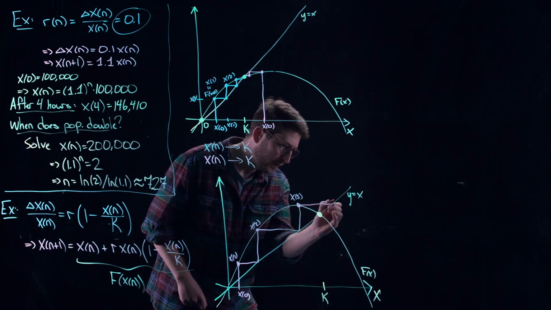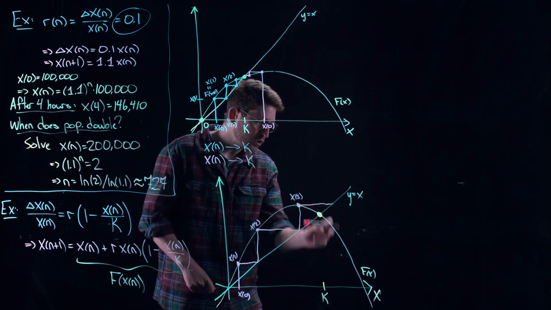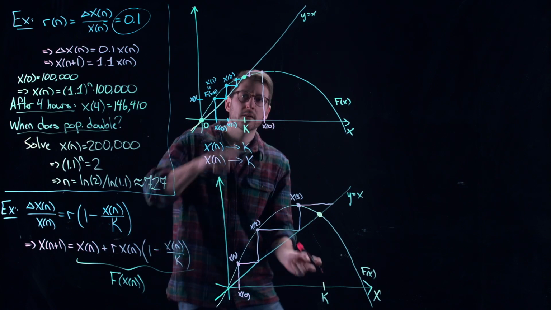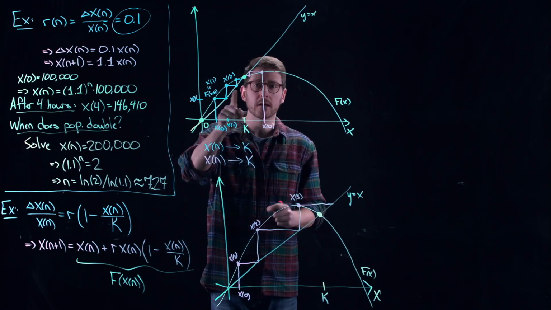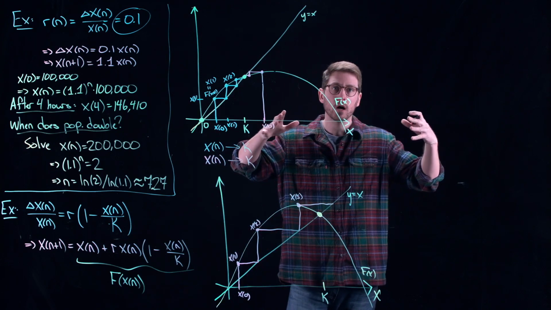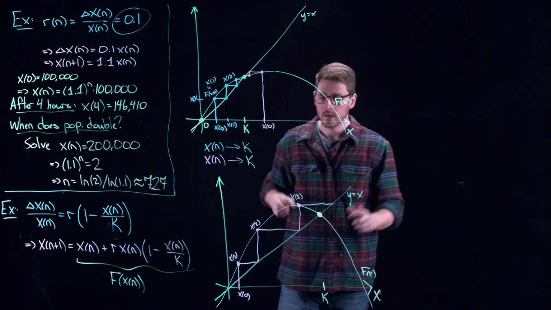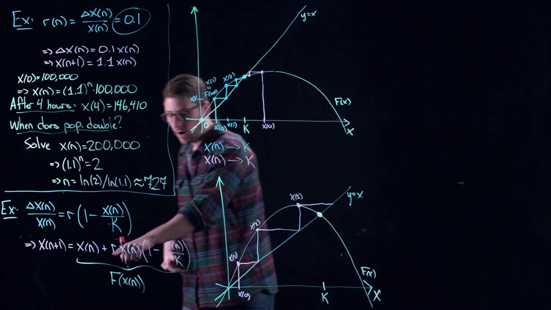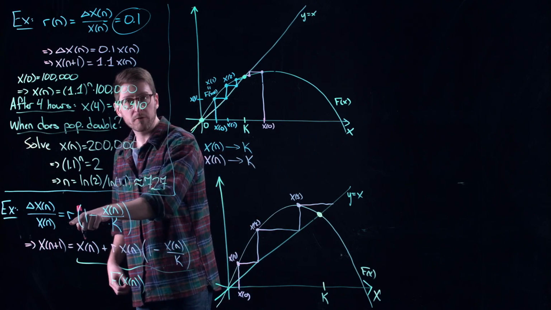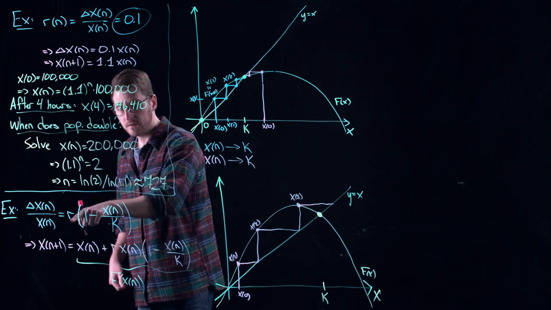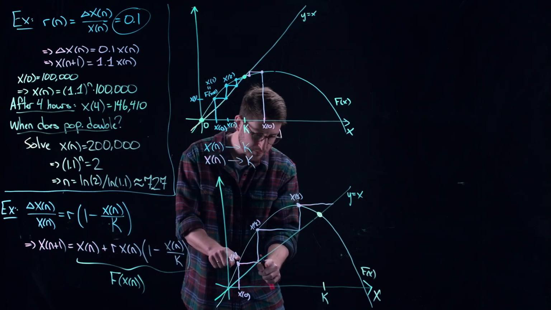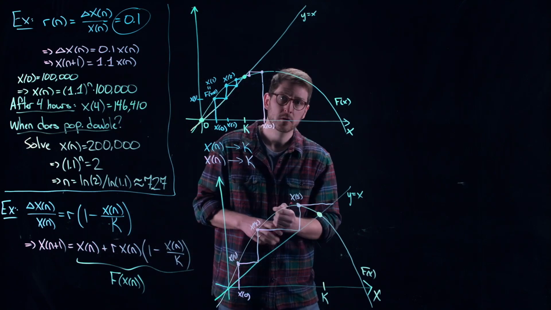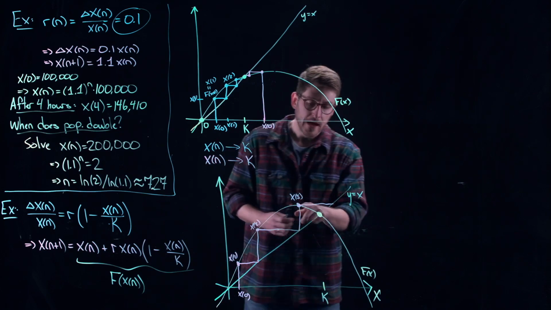I go over, and now I've overshot the carrying capacity. This is something that didn't happen before. Remember, I always stayed beneath the carrying capacity until I grew up into it. In this case, my value of R is larger. That means my relative growth rate is bigger. So what's happening here, as you can see, is I'm taking way bigger steps from point to point.